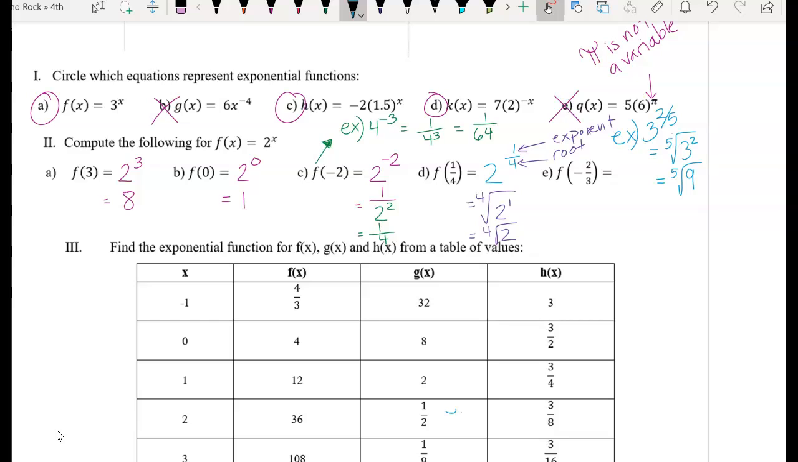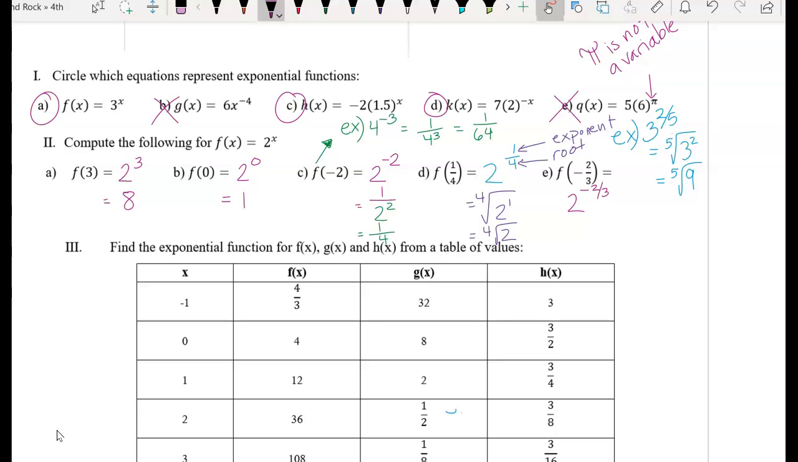Okay, so this part E is part C and D combined. We have a negative exponent and we have a fractional exponent. So let's try it. This becomes 2 raised to the power of negative 2/3. I would deal with the negative first. What does the negative tell you to do? It really doesn't matter what order you do. You should end up with the same answer, but I would deal with the negative first here.